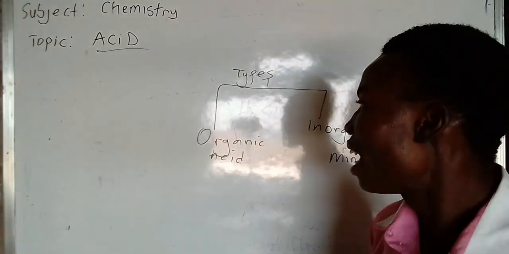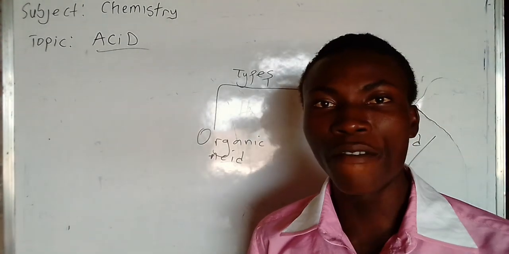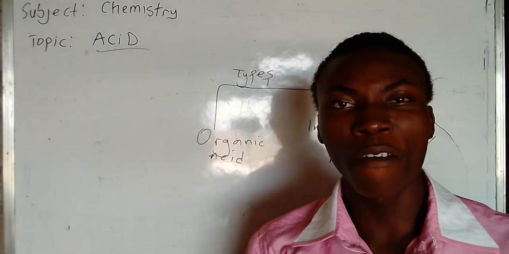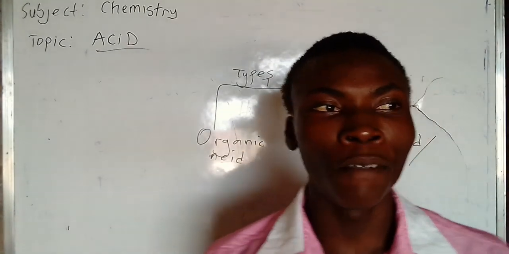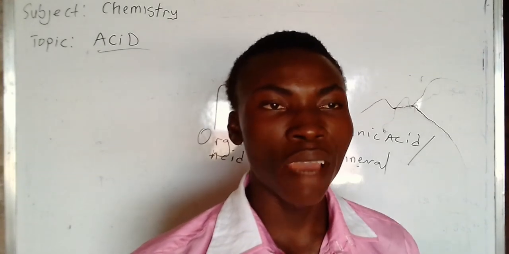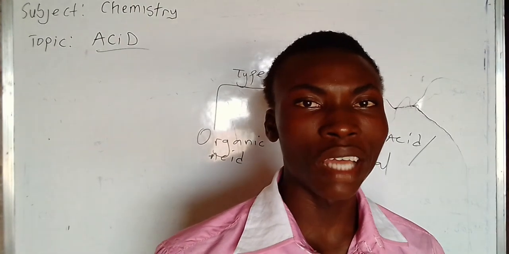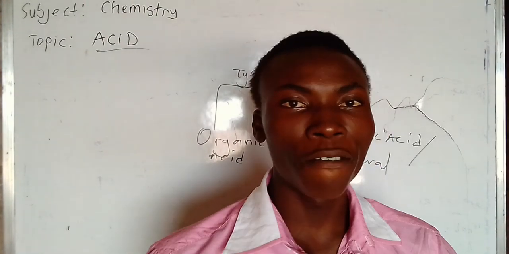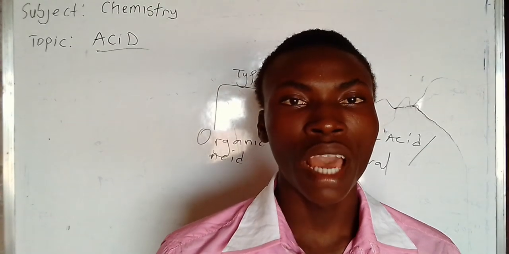Now, what is organic acid? Organic acids are those acids that occur naturally in living organisms. They can be found in plants, and they can also be found in animals. An example of acid in plants is the citric acid. We have the lime and lemon. An example of acid in animals is the amino acid, and also the fatty acid. All these are the examples that we have there.